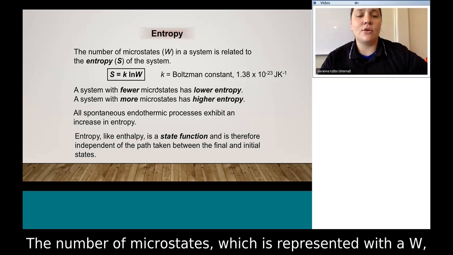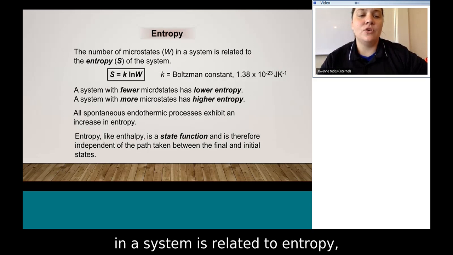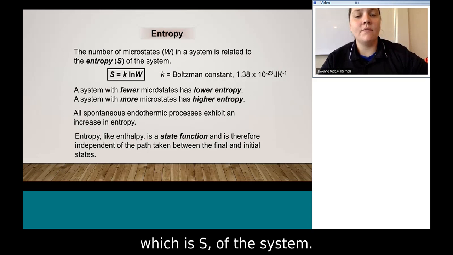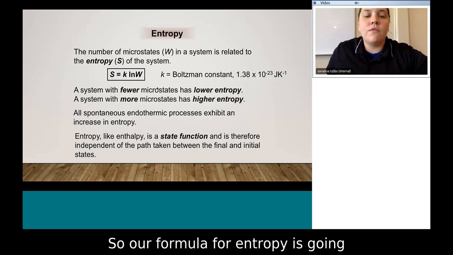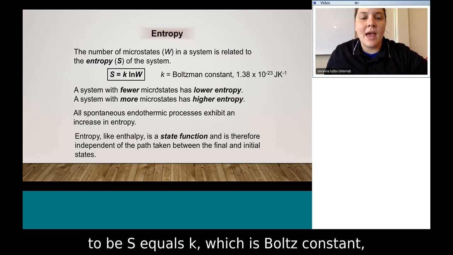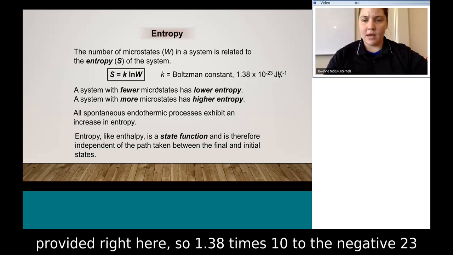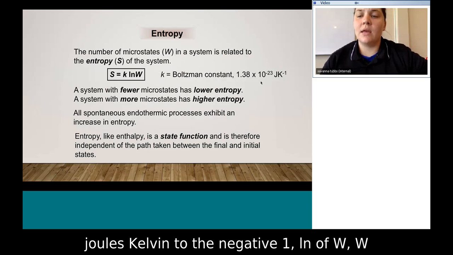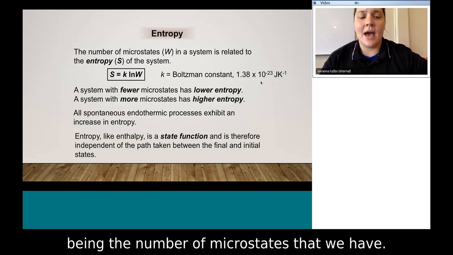The number of microstates, which is represented with a W, in a system is related to the entropy, which is S, of the system. So our formula for entropy is S equals k ln W, where k is Boltzmann's constant, provided right here: 1.38 times 10 to the negative 23 joules per Kelvin. W is the number of microstates that we have.